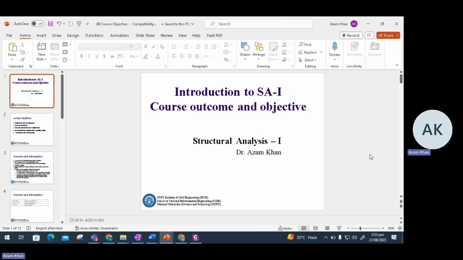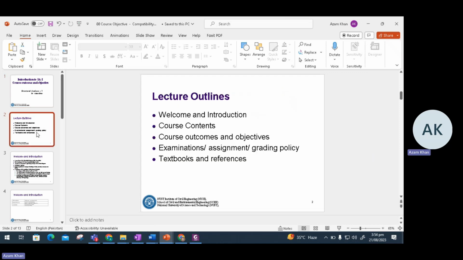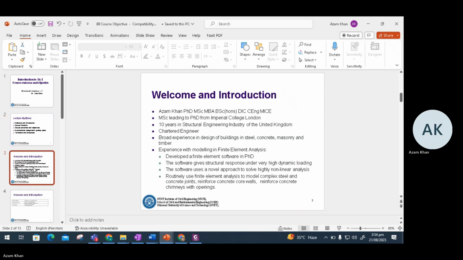This course is called SA1, or Structure Analysis 1, where we are going to discuss the basics of structure analysis. So the agenda of this meeting is as follows. First of all, introduction to myself. Then I'll briefly discuss course contents, subsequently course outcomes and objectives, and then moving to examination, assignments, grading policy, and finally textbook and references.